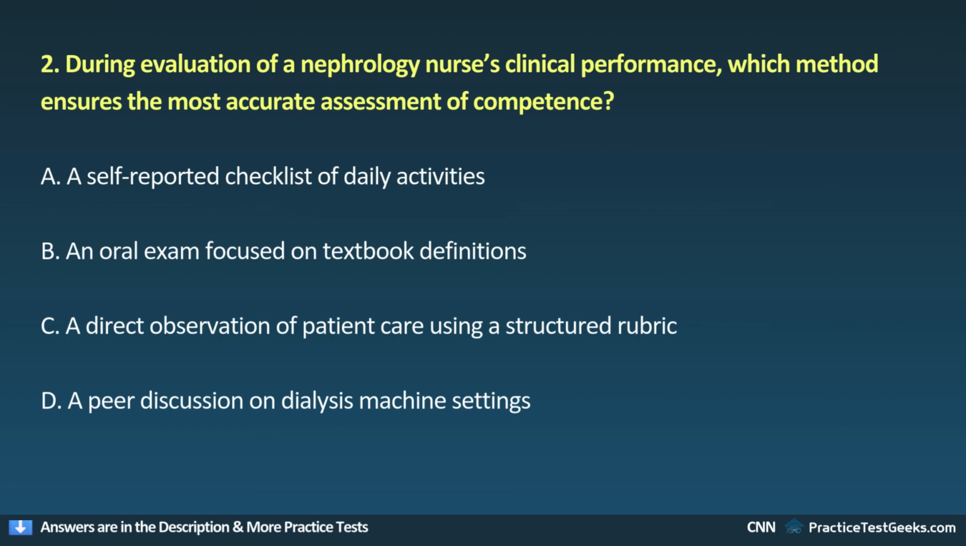2. During evaluation of a nephrology nurse's clinical performance, which method ensures the most accurate assessment of competence? A. A self-reported checklist of daily activities. B. An oral exam focused on textbook definitions. C. A direct observation of patient care using a structured rubric. D. A peer discussion on dialysis machine settings.